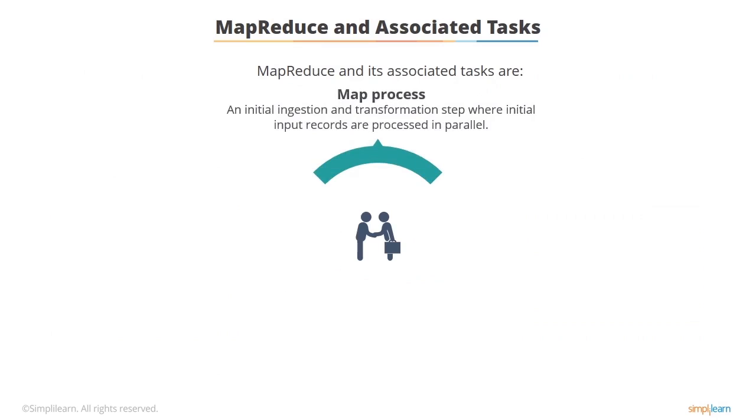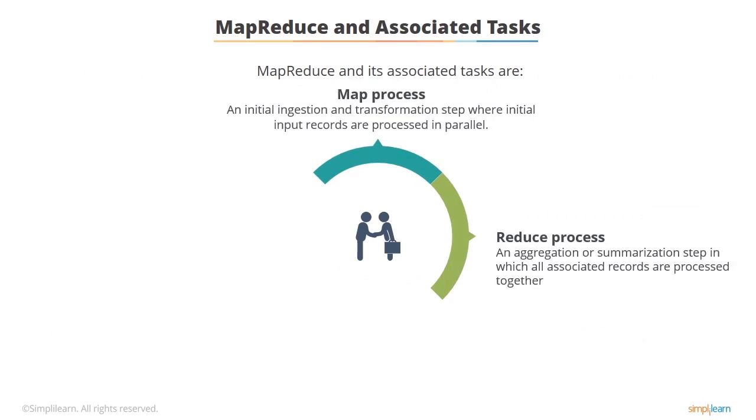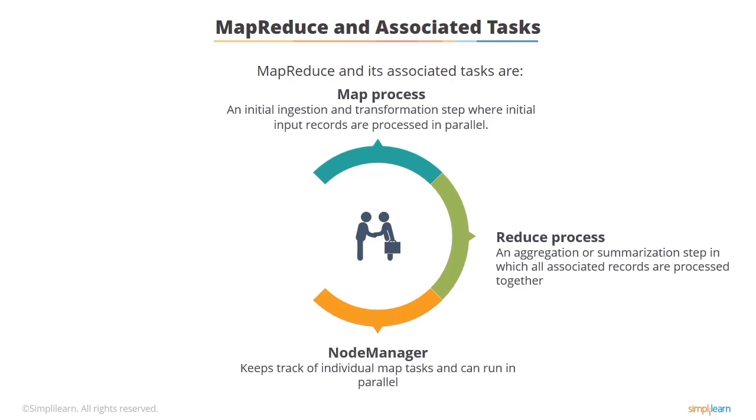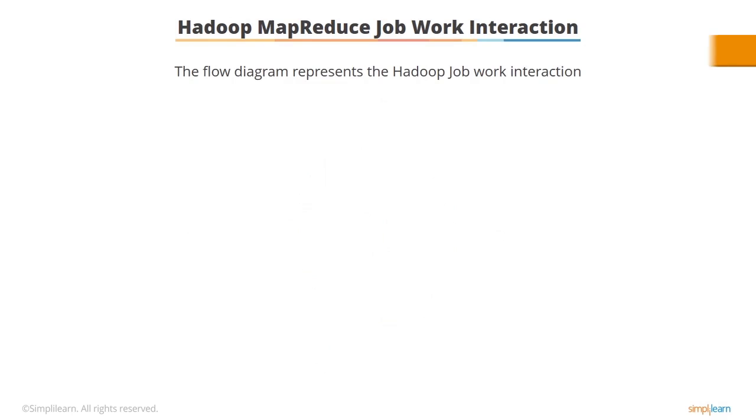The map process is an initial step to process individual input records in parallel. The reduce process is all about summating the output with a defined goal as coded in business logic. Node Manager keeps track of individual map tasks and can run in parallel. A map job runs as part of a container execution by Node Manager on a particular data node. The application master keeps track of a MapReduce job. The flow diagram represents the Hadoop job work interaction.